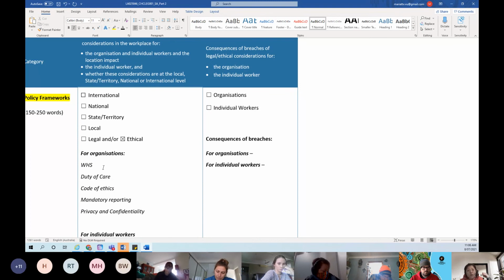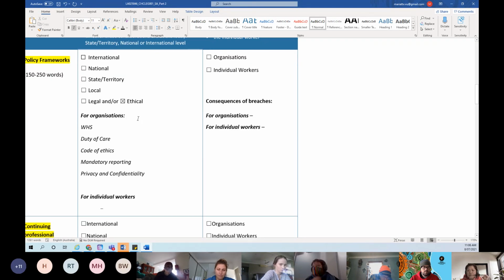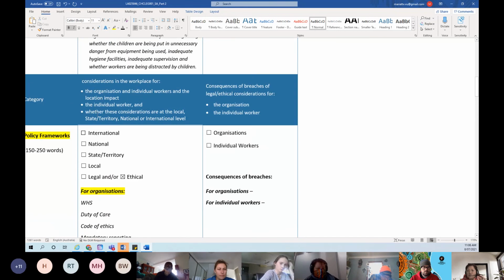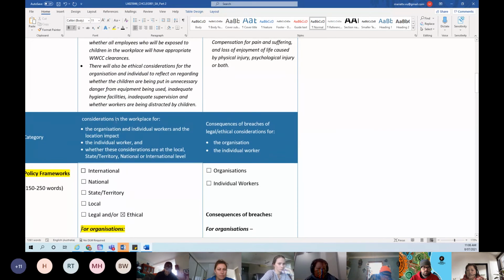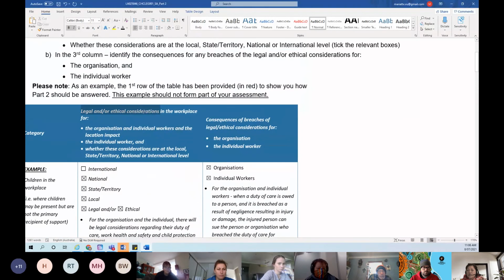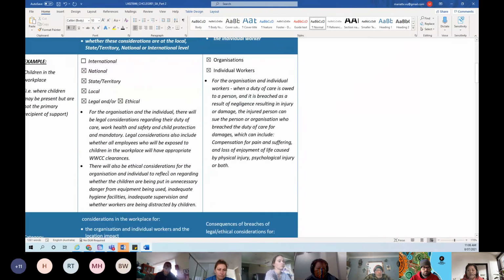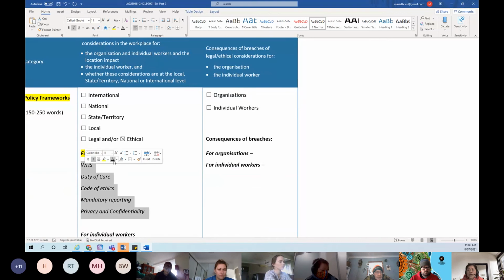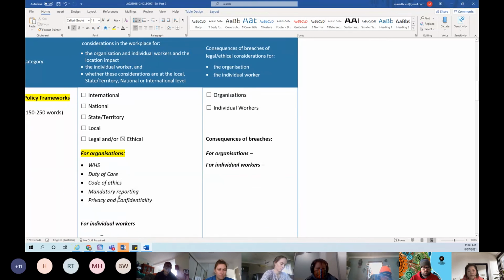With these policies in mind, what do you think is the organisation's legal and ethical responsibility? Legal and ethical considerations when it comes to these policies. What do you think the organisation needs to do to ensure that their staff know about these policies and can adhere to them? What do you think is their responsibility? Provide training, yes, exactly. They might want to do audits to ensure that their staff are upholding the policy.